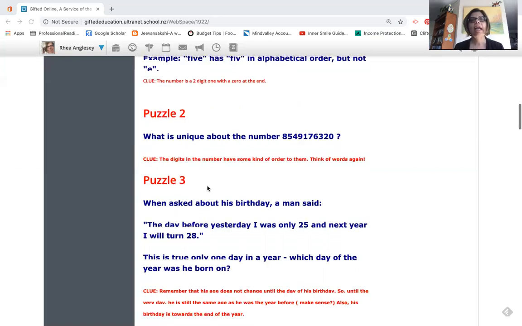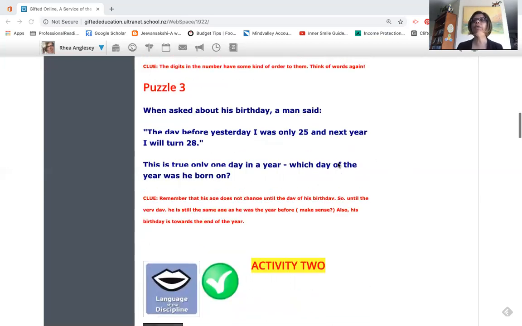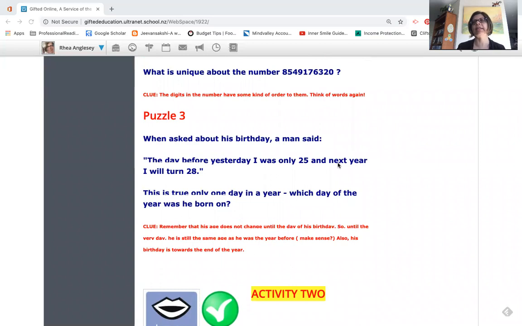Okay? So the second puzzle is here. What is unique about the number 85491763220? Unique means unusual. Here is your little clue. The digits are in some kind of order. And clue, think of words again. What could I mean by that? See if you can work that out. If you are really stuck, please ask me, send me a message through USpace, and I'll give you some more clues, or I might tell you the answer.